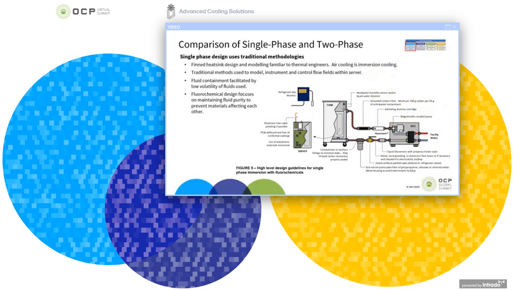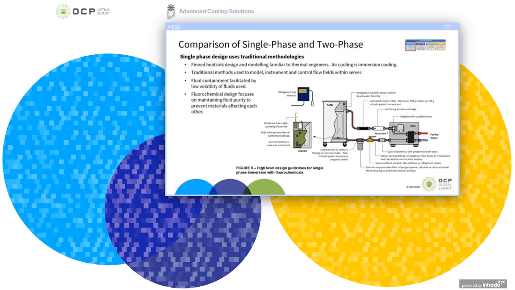As mentioned earlier, the immersion cooling workstream is also working on design recommendations. And these can be pretty strongly affected by whether the application is single phase or two-phase. Single phase design uses pretty traditional methodologies. After all, air cooling is immersion cooling, and so we can use the same CFD tools to model the flow of fluid through the server as we use for air. Similar techniques can be used to instrument and control the flow fields within a server.